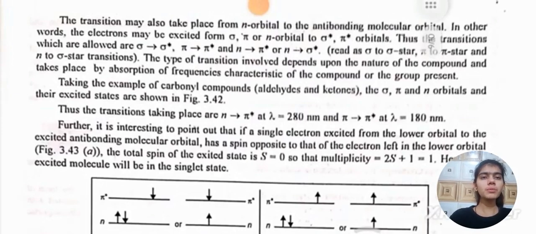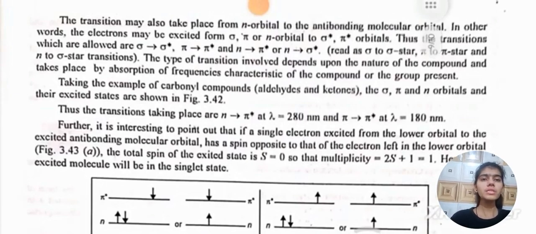Taking the example of carbonyl compounds, that is aldehydes and ketones, the sigma, pi and n orbitals and their excited states are shown in figure 3.42. Thus the transitions taking place are n to pi star at lambda equals 280 nanometer and pi to pi star at lambda equals 180 nanometer.